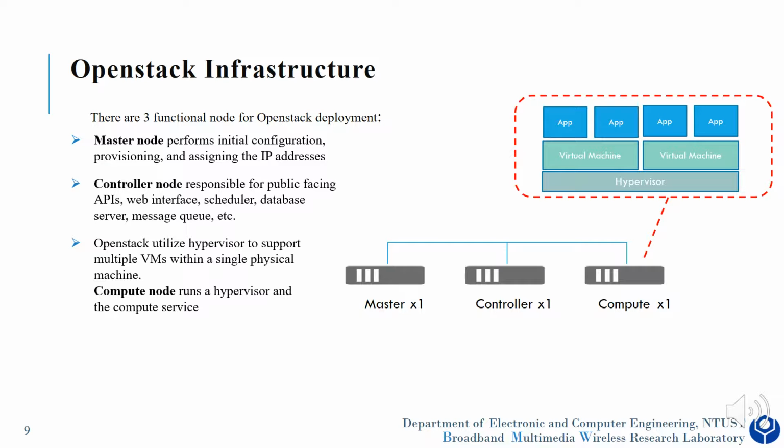OpenStack utilizes a piece of software called a hypervisor in order to support multiple VMs within a single physical machine. The hypervisor is responsible for monitoring and controlling virtual machines. A compute node is a node that runs the hypervisor and the compute service. This is where virtual instances and applications actually run. In this case, we use one master, one controller, and one compute node in our configuration.